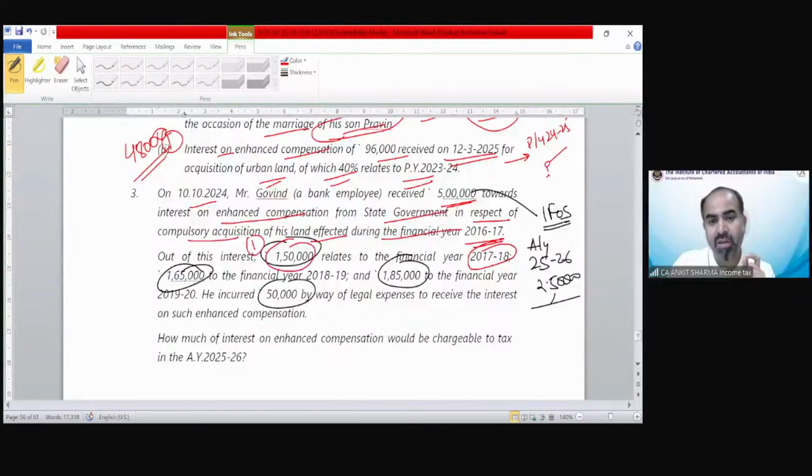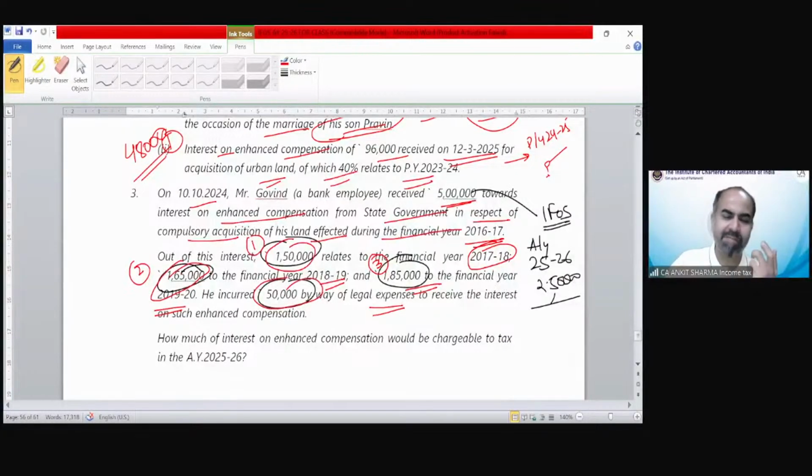Clear? Then he also received 1,65,000, which was connected to the previous year 18-19. Then he also received 1,85,000 from the financial year connected with 19-20. So the total of 5 lakh rupees he received belongs to these years. And he incurred 50,000 rupees as legal expenditure. So how does it matter?